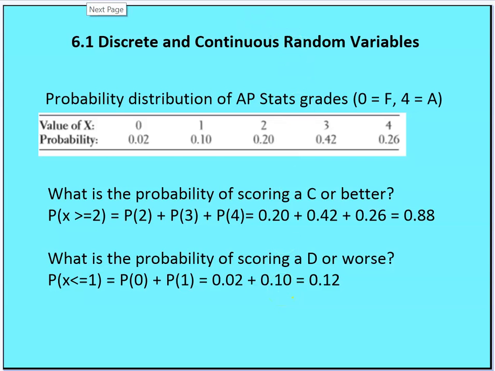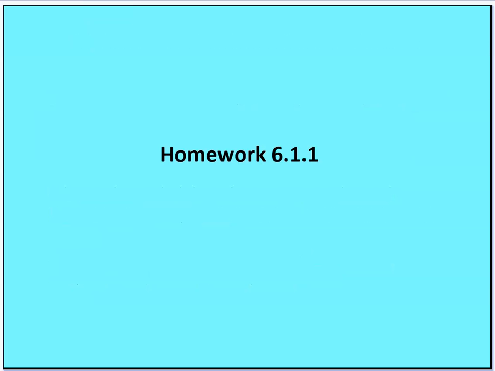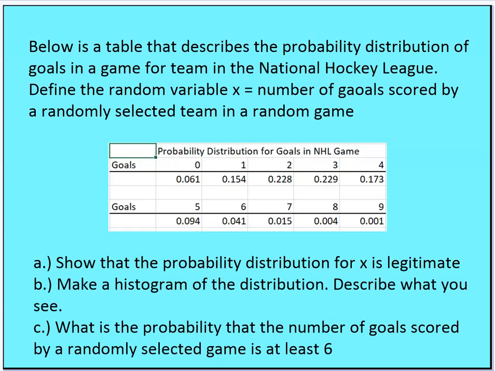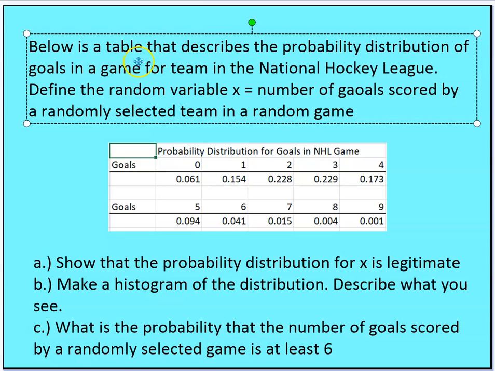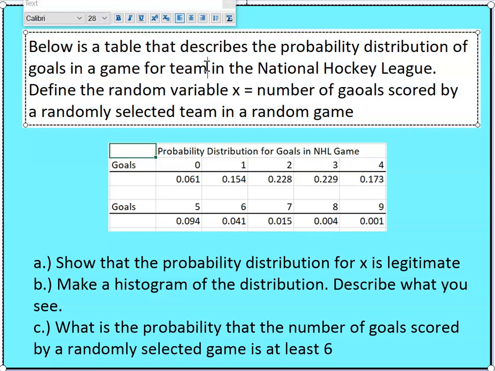All right, so that brings us to our first homework problem, 6.1.1. Below is a table that describes the probability distribution of goals in a game for teams in the National Hockey League. Define the random variable x as being the number of goals scored by a randomly selected team in a random game.